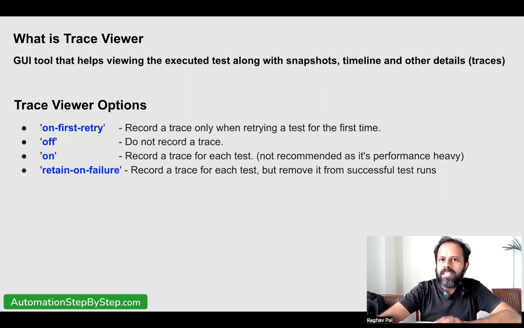Then retain on failure can be a very common option for using traces, because this option will record a trace for each test, but it will remove it from the successful test runs. So let's say you have executed all your tests. At the end, you will only find traces for the failed tests, and that is what we want. We want to see what exactly happened, what was the issue, only for the failed tests.